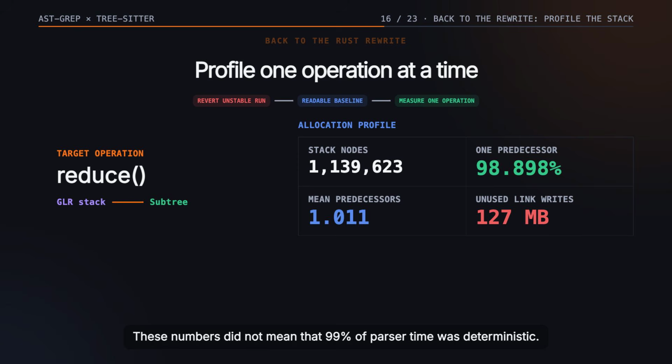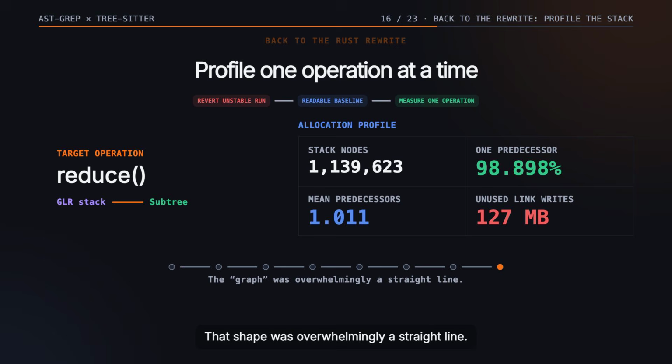These numbers did not mean that 99% of parser time was deterministic. They described the shape of the stored histories. That shape was overwhelmingly a straight line. Tree-sitter needed a graph for genuine ambiguity. But ordinary parsing was paying to allocate graph nodes, initialize link storage, and maintain reference counts before a fork even existed. The generalized structure was waiting for a conflict that usually never came. Now the rewrite had a specific target. Preserve full GLR behavior, but stop building its graph before the input actually needed it.